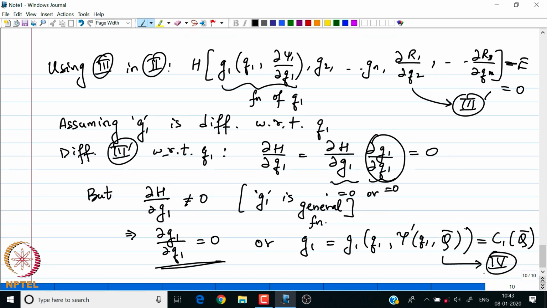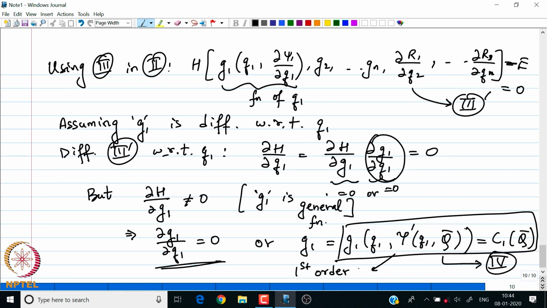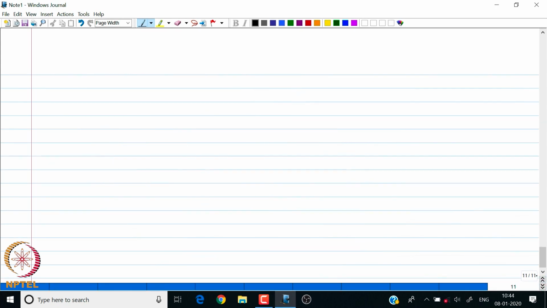So which means that this condition here, the condition 4, is actually a first order differential equation for my unknown psi 1, right. Psi 1 is the only function which depends on Q1. So from here I can find out my function psi 1, right. So similarly we can continue this process for psi 2, psi 3, psi 4 and psi n and so on.